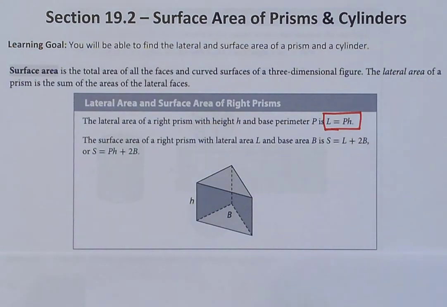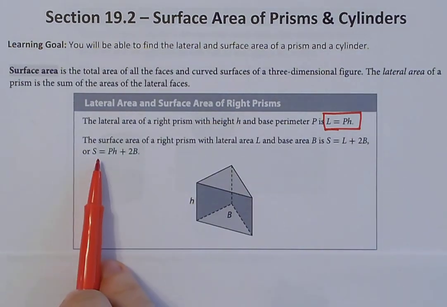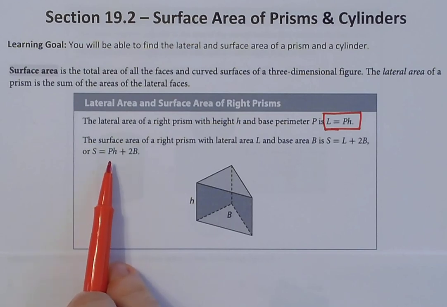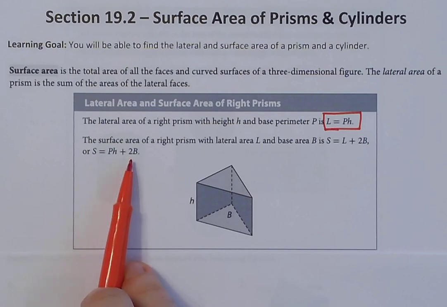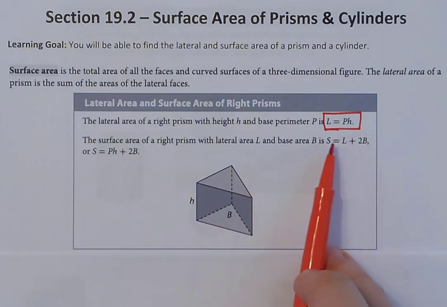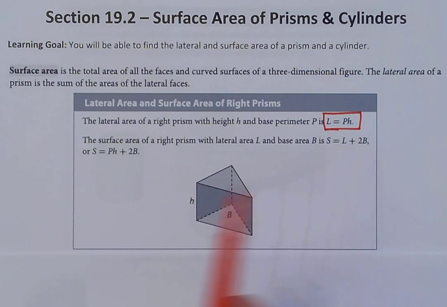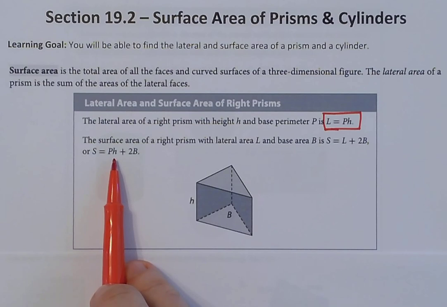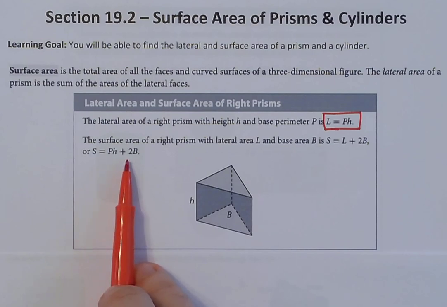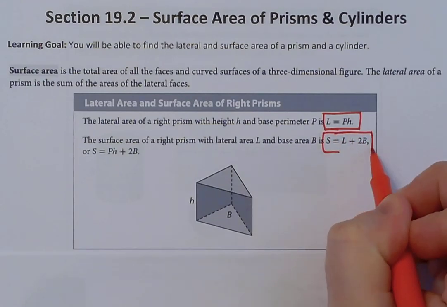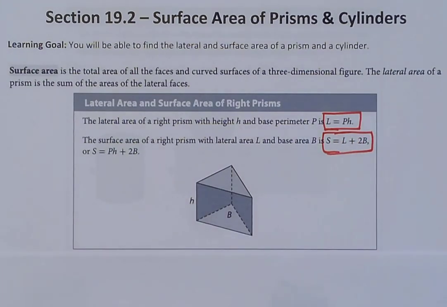Now, we could also write surface area as S equals PH plus 2B. Remember, P stands for the perimeter of the base, H stands for the height of the prism, and the capital B stands for the area of the base. So, surface area is lateral area plus 2 times the area of the base, or perimeter multiplied by height plus 2 times the area of the base. So that is going to be our 2 lifelines for example 1.